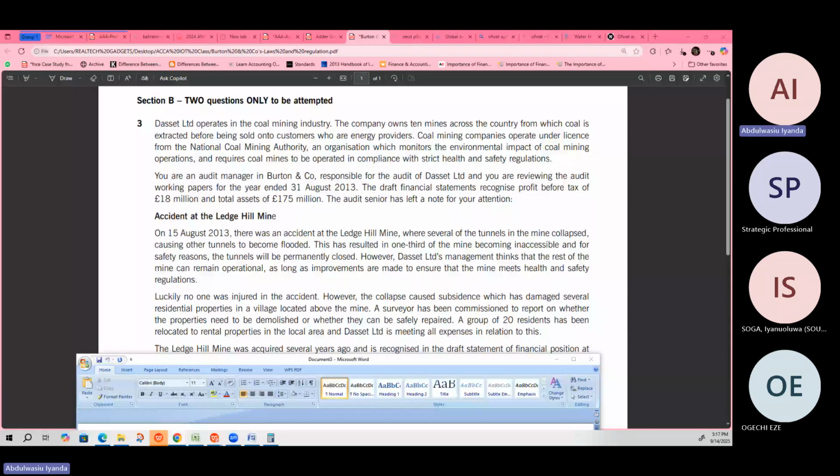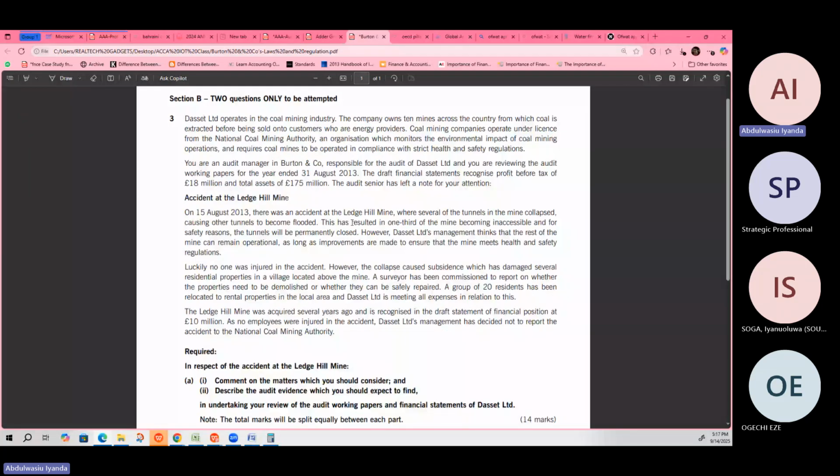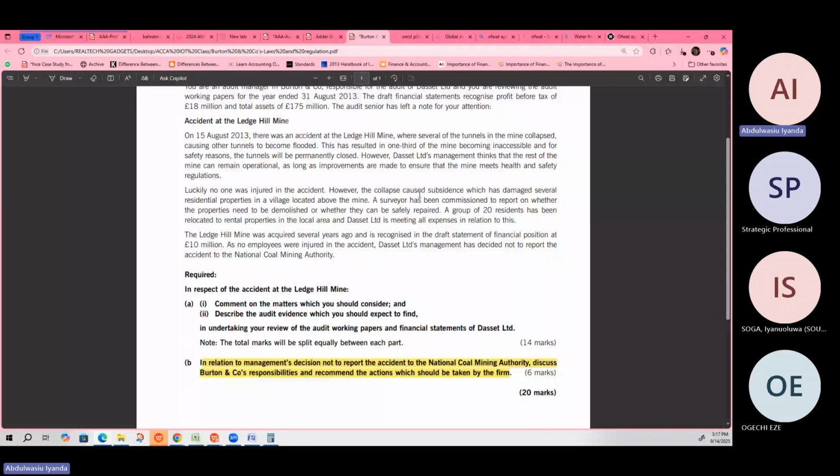Let's go together so that we can read it together. We are only interested in the B part. Let's look at the requirement first. They say in relation to the management discussion note, report the incident to the National Coal Mining Authority. Discuss the responsibility and recommend action that should be taken by the firm. So let me just copy this and dump it here. This is what we are trying to do.